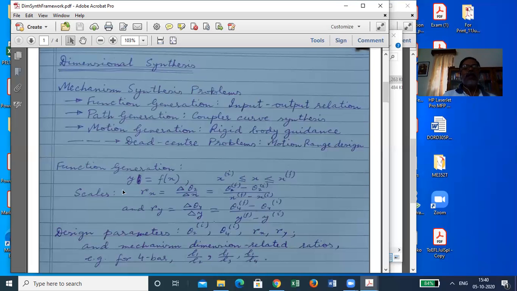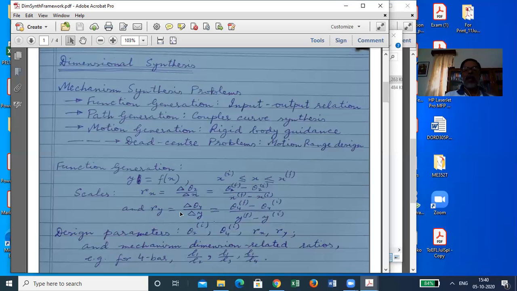Then you need to define the scales. These are things that are actually part of the design, part of the synthesis. That is, with what scale theta 2 motion is to represent the function change in x. So that is delta theta 2 by delta x. That is the scale of the independent coordinate, independent variable of the function, and that is this. Okay. So this is one thing.